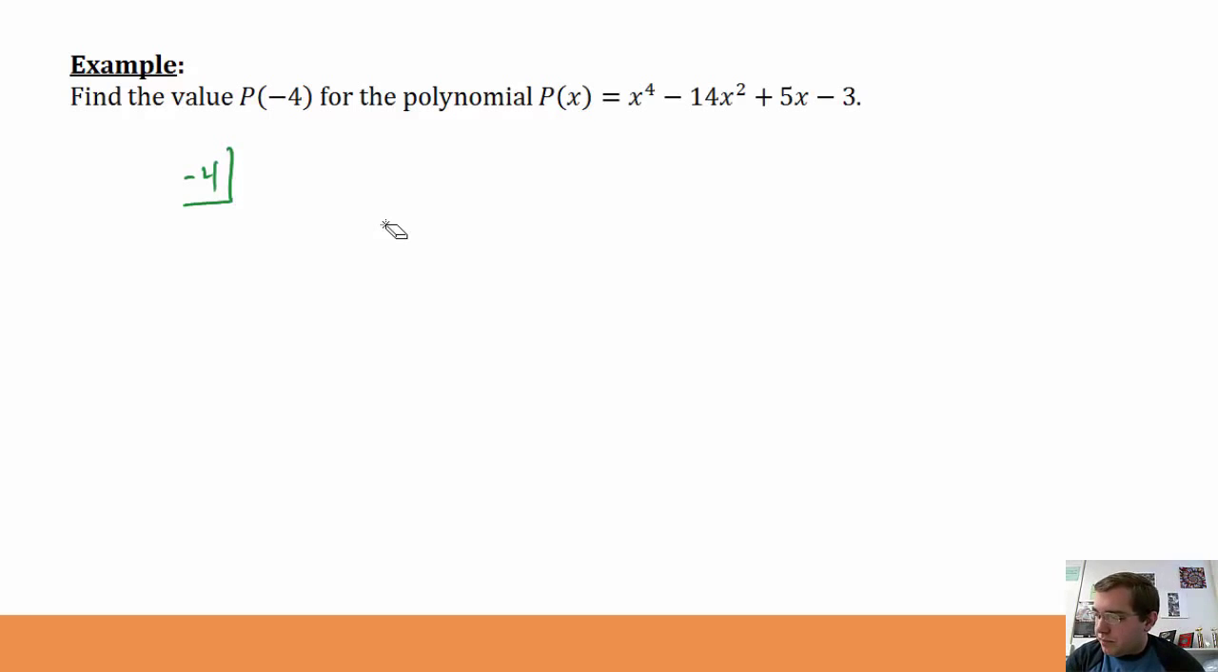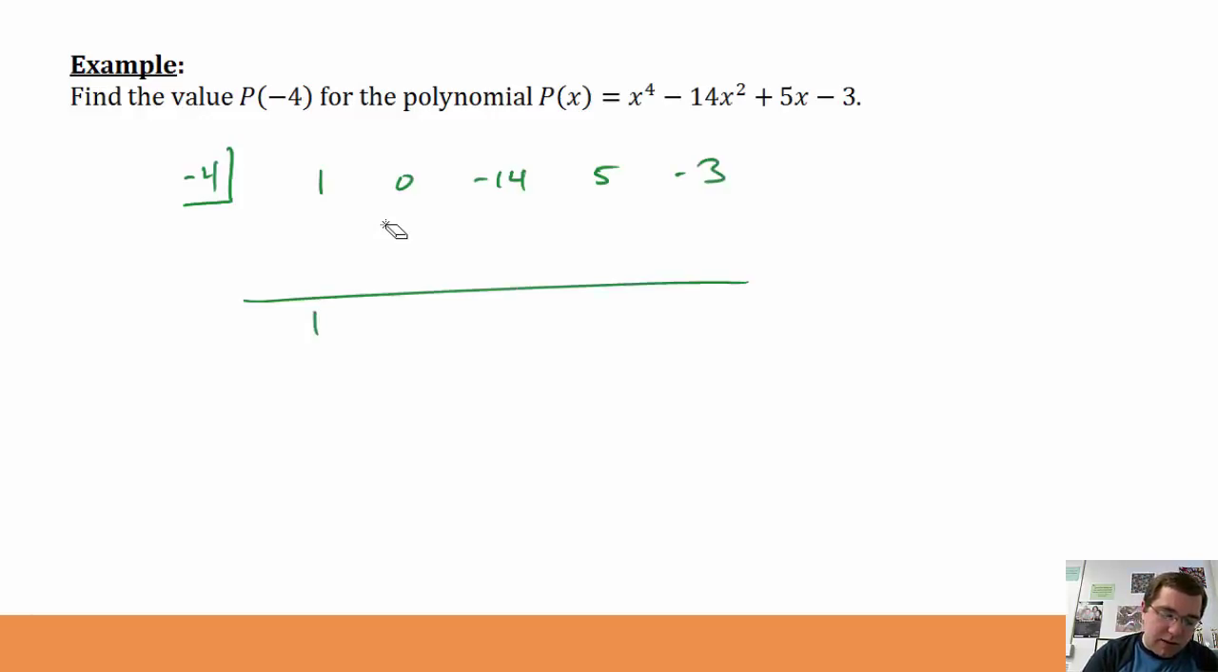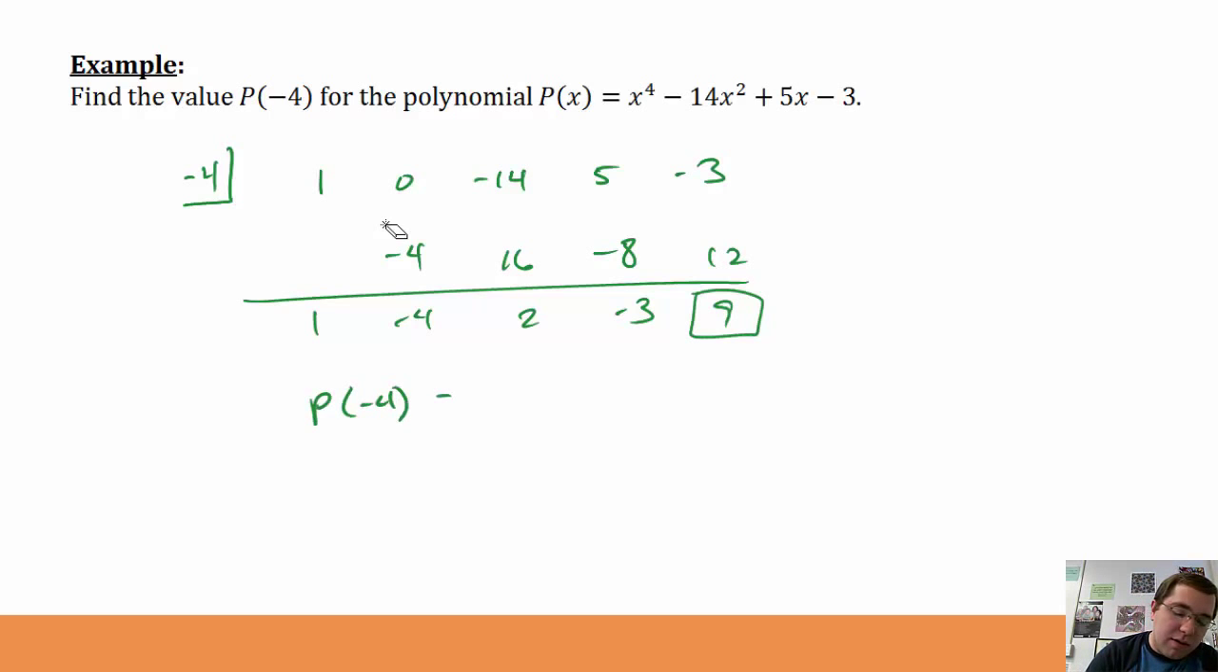and I'm going to divide that using synthetic division. I've got 1. Notice I'm missing an x cubed, so I have to put in a 0 for that. I've got negative 14, and I've got 5, and then I've got negative 3. I bring down the 1, I multiply by negative 4, I add, I multiply by negative 4, I add, I multiply by negative 4, I add, I multiply by negative 4, I add. What's the remainder? 9. That means that p of negative 4 is 9.